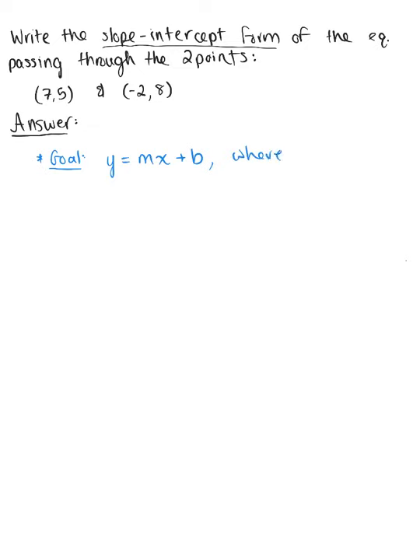And this is where m is representing the slope, so the rate of change of this line, and then b is our y-intercept, so where the graph of the line is crossing the y-axis. So the first thing we need to do is find the slope. So we'll label our points here. We'll say that this first ordered pair is x sub 1, y sub 1, and our second point is x sub 2, y sub 2. So we will go ahead and find the slope.